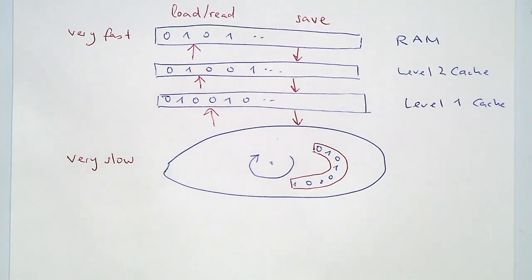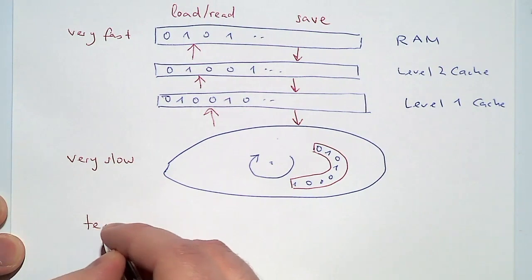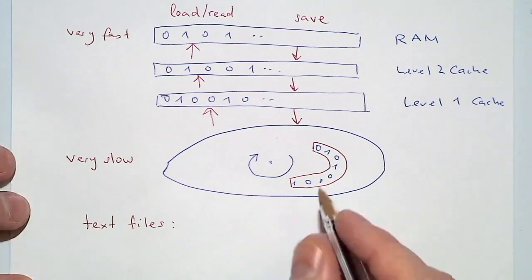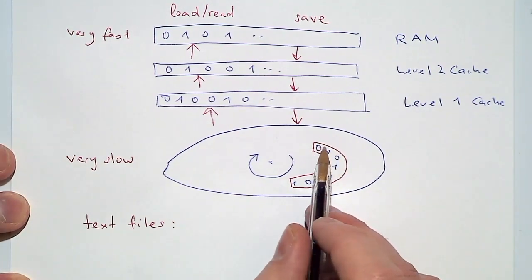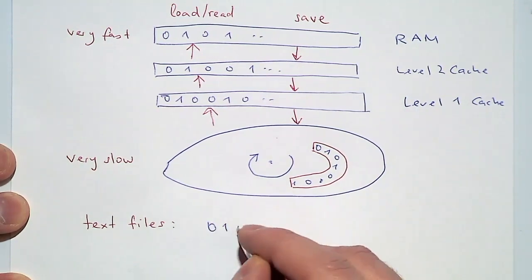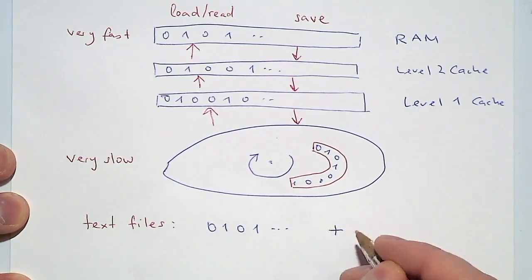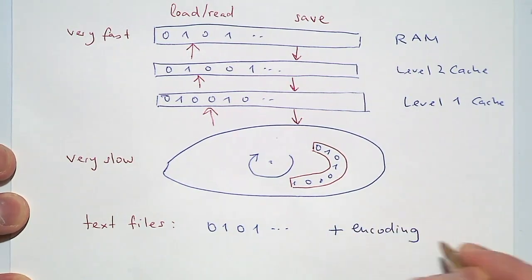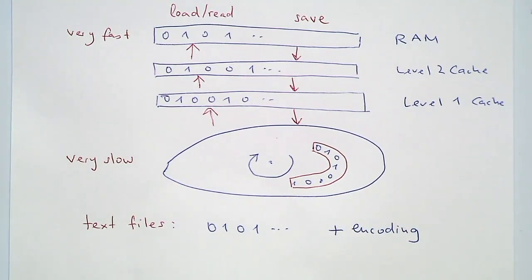Now, the way information is stored on the computer is typically in one of two ways. There are text files, which can be thought of, again, as a collection of zeros and ones, but together with some encoding. If you have this collection of zeros and ones, you can easily give a meaning to these sequences by just agreeing on a particular way of encoding. So we could agree now that whenever we see a sequence of 0, 1, 0, this corresponds to the letter A.